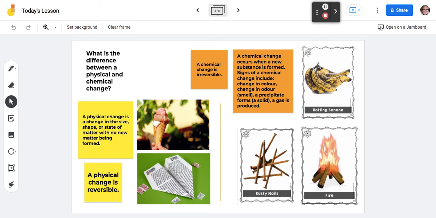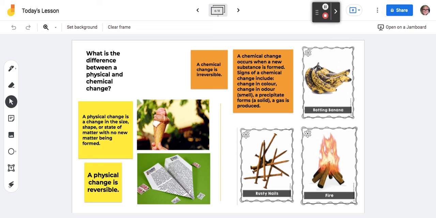A physical change is also something that is reversible. So that means that we can change it back to the state that it was in before. So when we take a piece of paper and we make a paper airplane out of it, this is an example of a physical change because we're just changing the shape of the paper, but we can always unfold it and it stays the same paper.